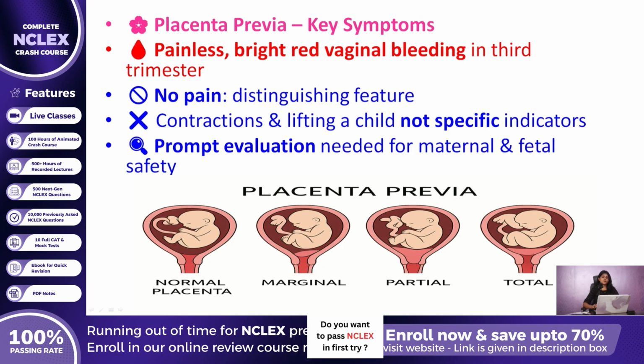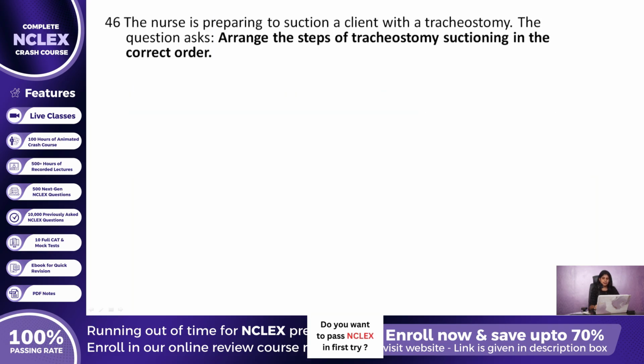Now let us look at question 46, which is a prioritization and skills-based item. The nurse is preparing to suction a client with a tracheostomy. The question asks, arrange the steps of tracheostomy suctioning in the correct order. Suction the client as the catheter is removed for a maximum of 15 seconds.